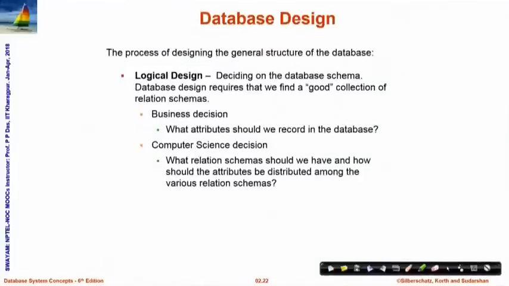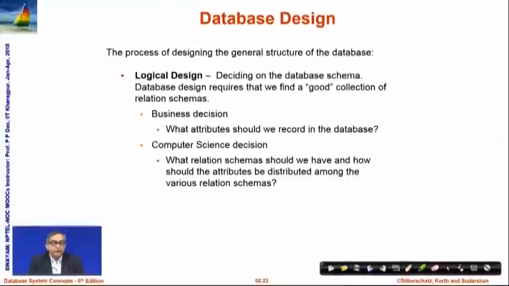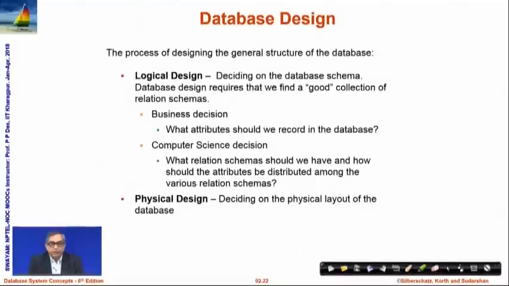And then there is a whole set of computer science or database decisions: if this is the kind of business information that you want to keep in the database, then what kind of relations, what kind of schemas should we use, what should be the attributes, which attribute should be of what type, what should be strings, what should be numbers, and so on. So, these form the basis of the logical design, and of course, we then need a physical design which decides on the physical layout of the data, what the different database files are, how they should be indexed, and so on.